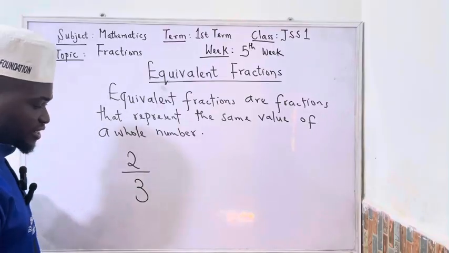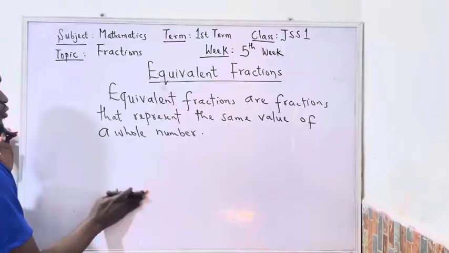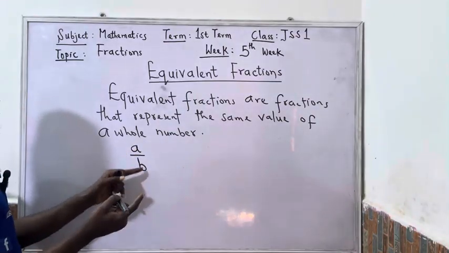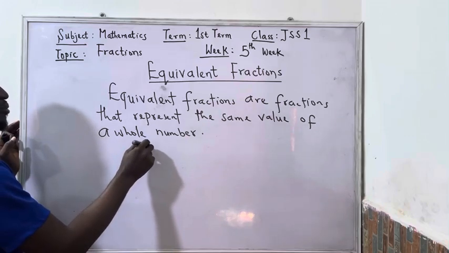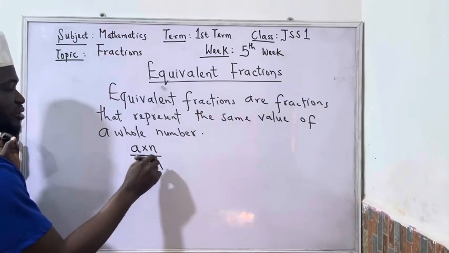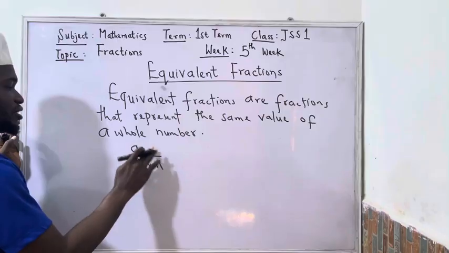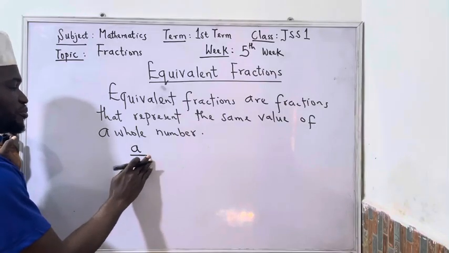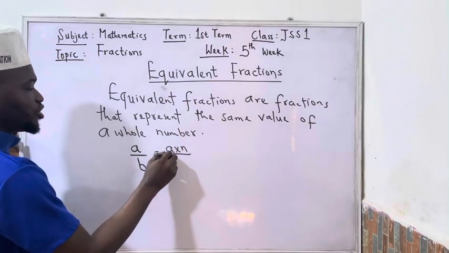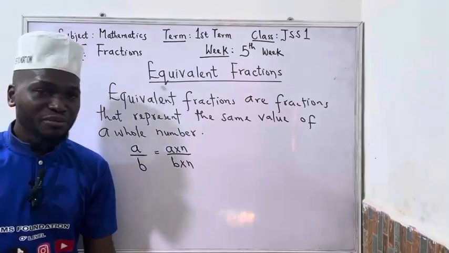So in general, let me first go for the general case. If you have A over B, to generate another equivalent fraction, it's just by multiplying by the same number. If I multiply the top by n, I have to multiply the bottom by n as well. That means A over B is still equal to A times n all over B times n. Just make sure you multiply by the same number.